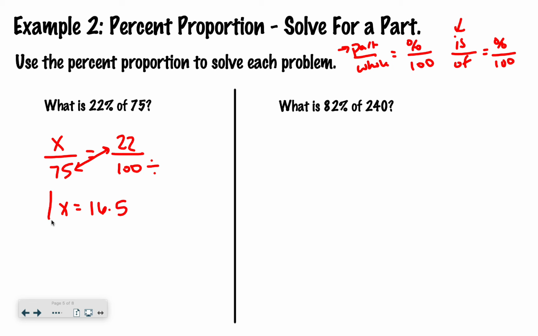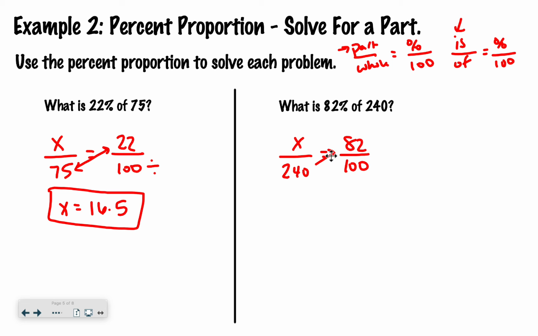And now, since I'm not talking about a percent anymore, I'm going to leave it as just 16.5. Okay, let's try another. I have, what is 82% of 240? So I'm going to put the 82 over 100, and 240 is the whole, and I have an x right here.